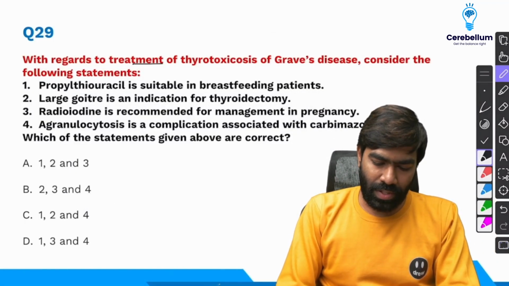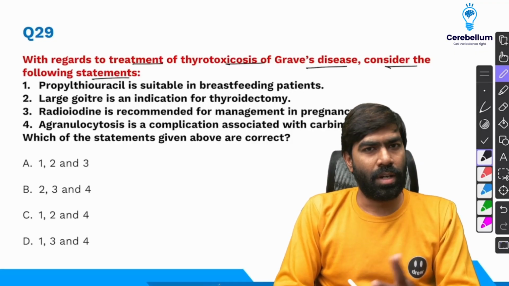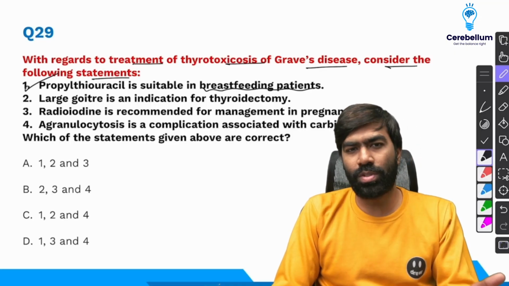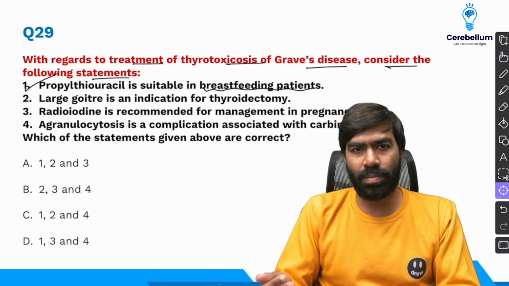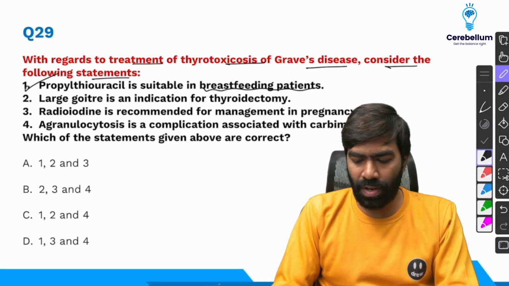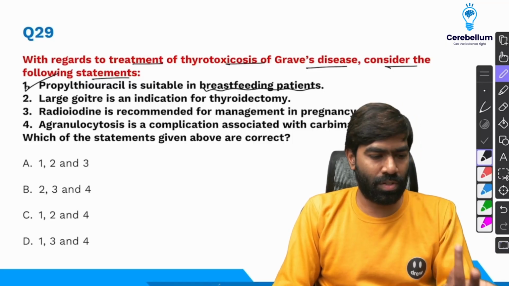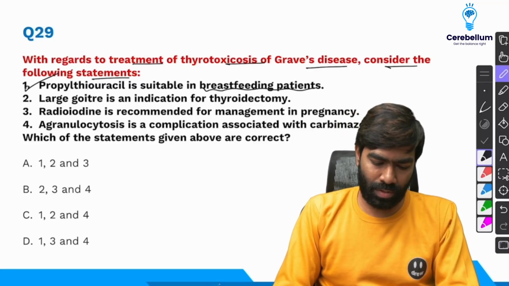29th question. With regards to the treatment of thyrotoxicosis of Graves' disease, consider the following statements. Propylthiouracil is suitable in breastfeeding patients. That's actually a true statement. In fact, you can give any antithyroid drug at low doses if the patient is breastfeeding. So PTU is not an exception. In fact, PTU is very much indicated in two situations. One, of course, in first trimester of pregnancy. Second one is going to be in thyroid storm, where it's going to be the drug of choice.